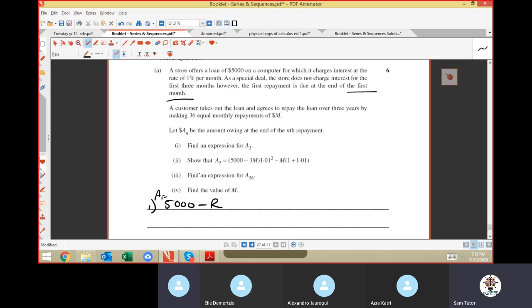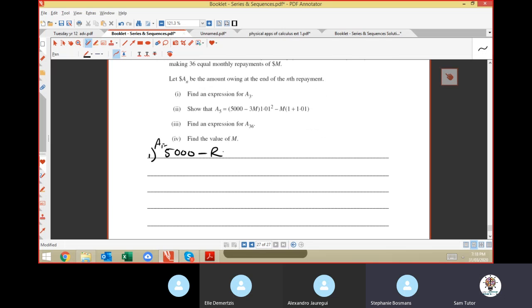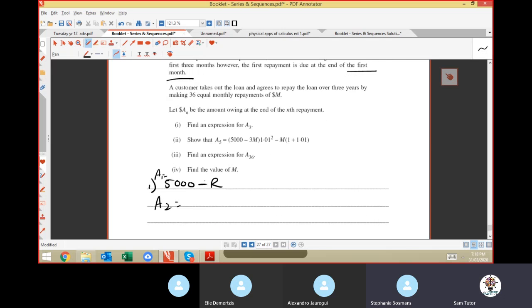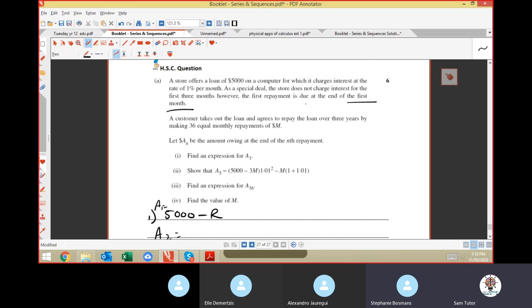Sam, yes. I'm not really getting it. Do you firstly get A1 or not? Yeah. Okay. What's A2? Would I still do A1 times 1%? No, you can't, because it's still interest free, isn't it? For the first 3 months. Yeah, for the first 3 months.